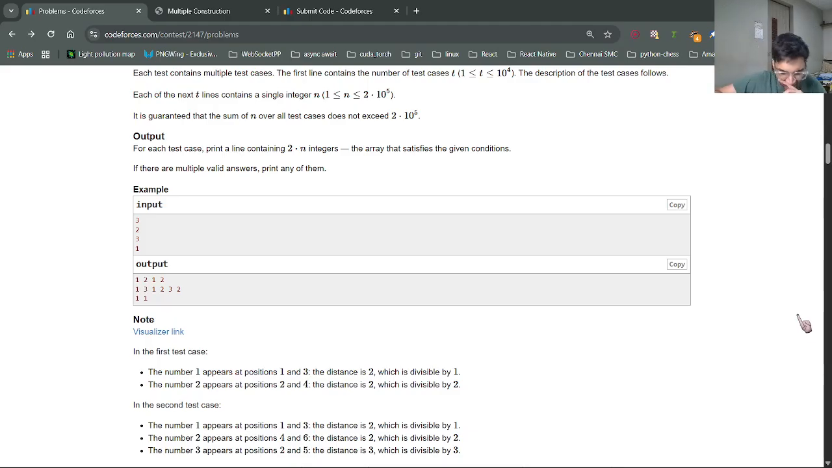1, 2, 3, 4, 5, right? No. Then we make 4, 1, 2, 3, 4. Doesn't seem like a pattern still.